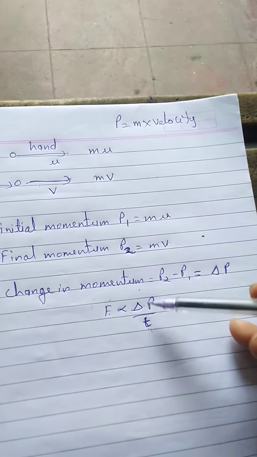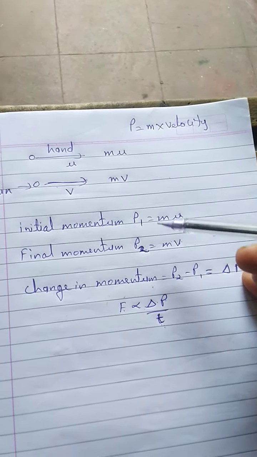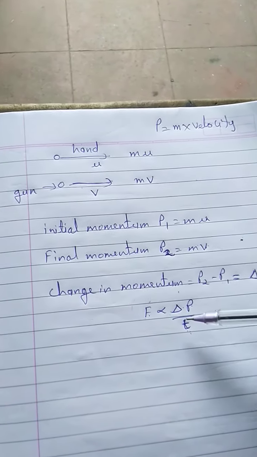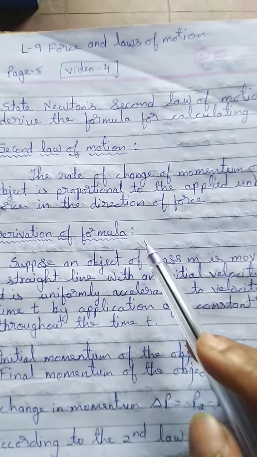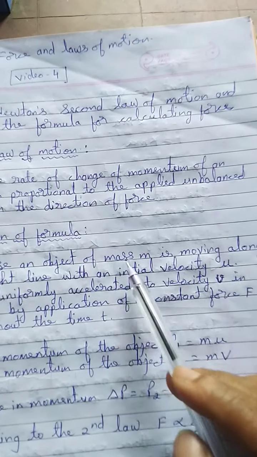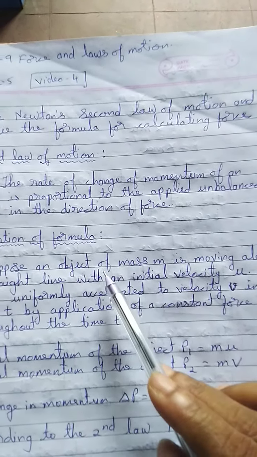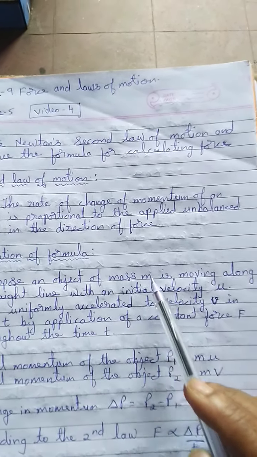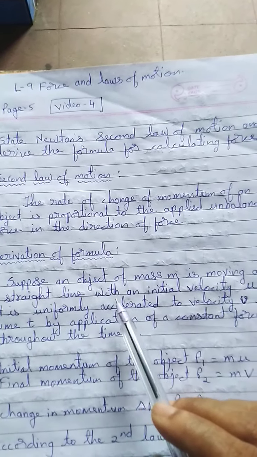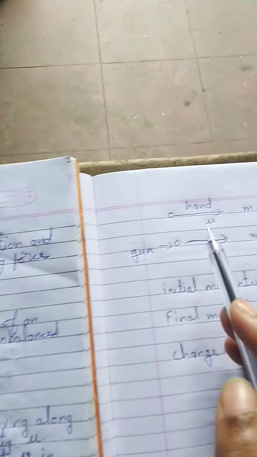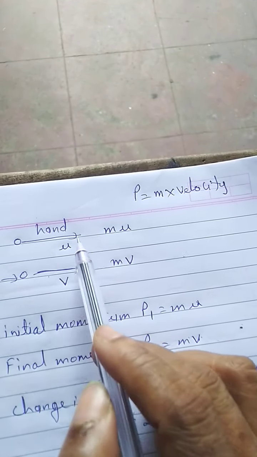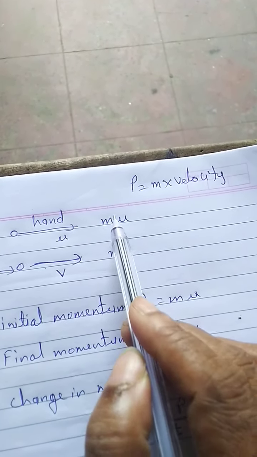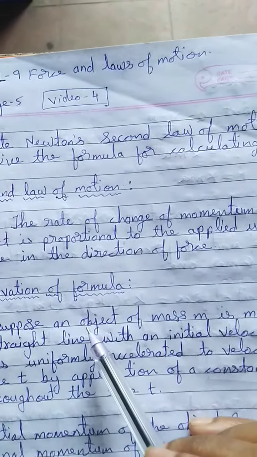So the same situation we are going to explain in the statement form. This, as I explained to you, see in the statement form how to write. This is the law you have written, and now the derivation of the formula. Suppose an object of mass m, say the object is a bullet, is moving along a straight line with an initial velocity u. As this is the first situation, the object, that is the bullet, is moving with initial velocity u, having mass m, on a straight line.